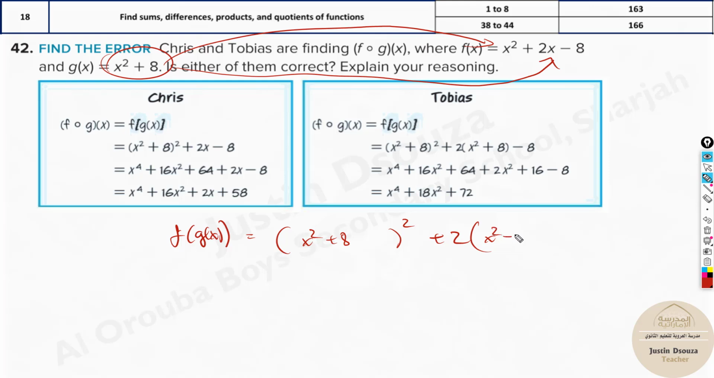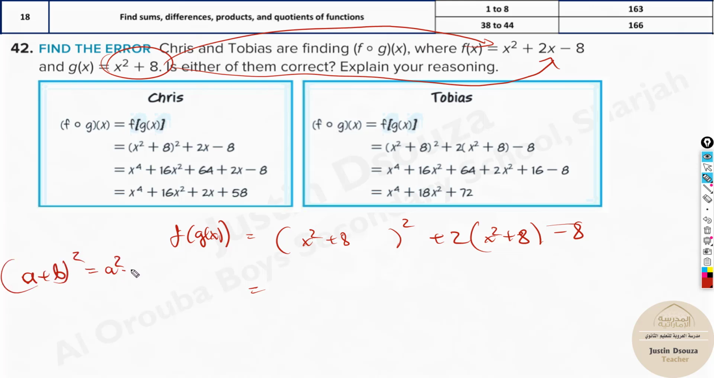Instead of x, I write x squared plus 8, minus 8. Now we solve it up. Okay, this is going to be a big one. Since we are not going to solve it, it's fine, we are just correcting. But otherwise, how you solve it is with the (a plus b) whole square formula.